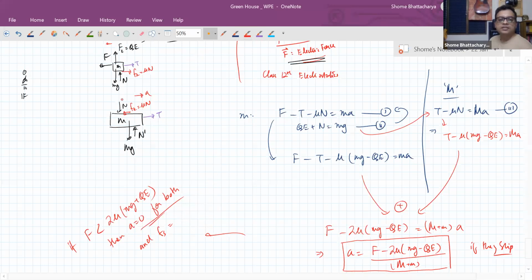Static friction will be acting in such a way that F will be equal to T plus static friction, and T will be equal to static friction. So F by 2, this much static friction acts.